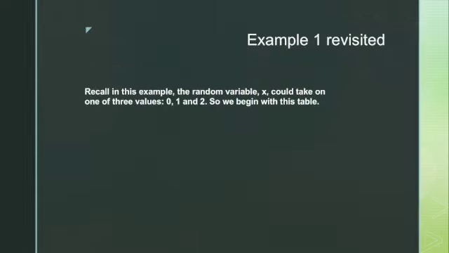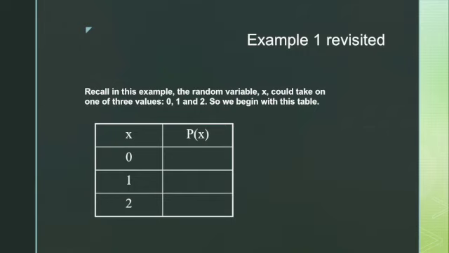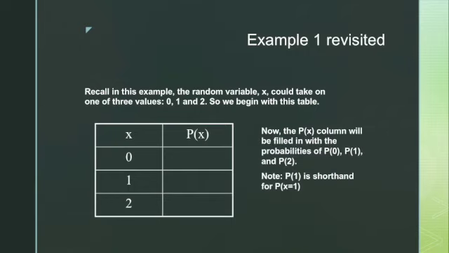So let's go back to our example 1. This is when we were flipping two coins. And remember, my random variable could take on one of three values, 0, 1, and 2. So we began with this table. Now this P of X column is going to be filled with the probability of getting 0, 1, or 2 heads. Now the only way I could get 0 heads was 1 out of how many possible outcomes? 4. The only way I could get 1 head was 2 out of how many possible outcomes? 4. So we'll simplify that to a half. And then again, the only way I could get 2 was 1/4.